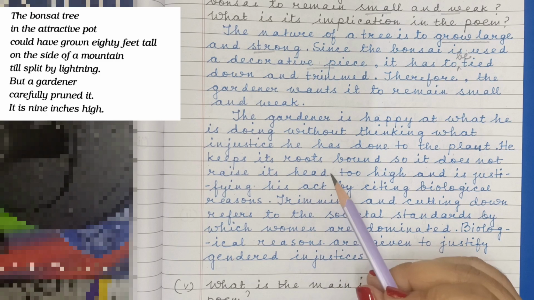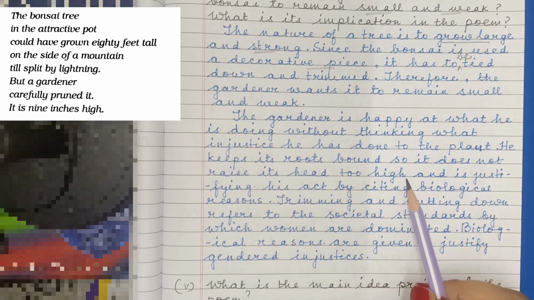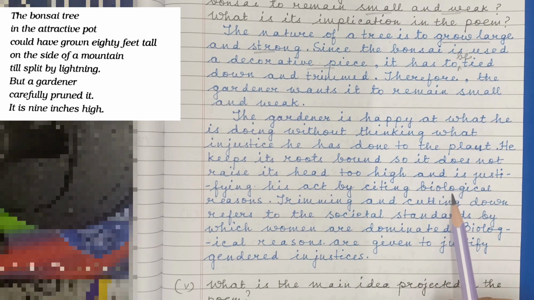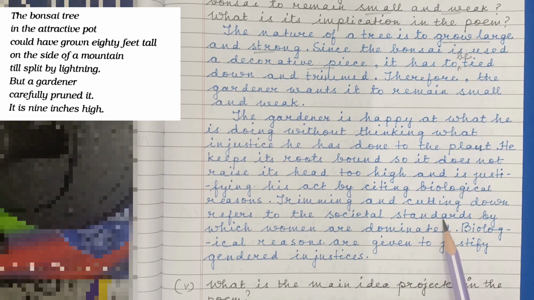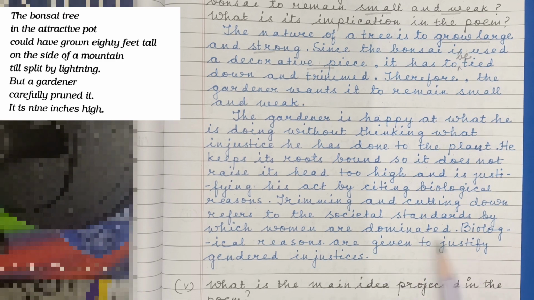He keeps its roots bound so it does not raise its head too high and is justifying his act by citing biological reasons. Trimming and cutting down refers to the societal standards by which women are dominated. Biological reasons are given to justify gendered injustices.